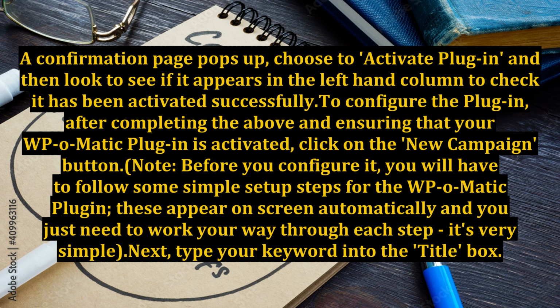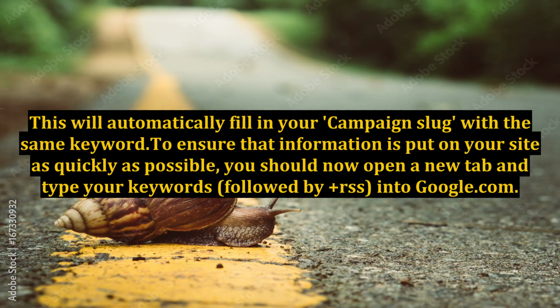After completing the above and ensuring that your WP-O-Matic plugin is activated, click on the New Campaign button. Note, before you configure it, you will have to follow some simple setup steps for the WP-O-Matic plugin. These appear on screen automatically and you just need to work your way through each step. It's very simple. Next, type your keyword into the title box. This will automatically fill in your campaign slug with the same keyword. Ensure that information is put on your site as quickly as possible.